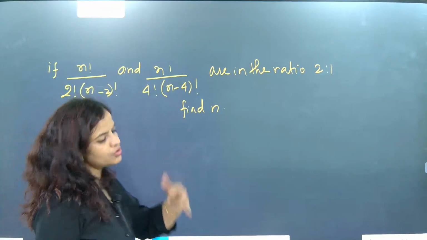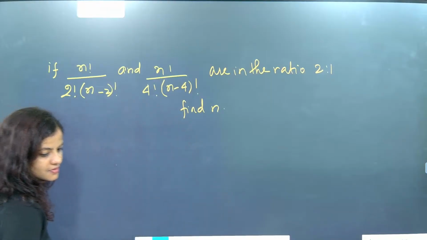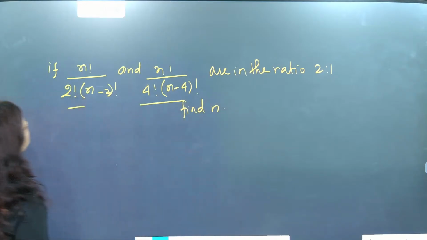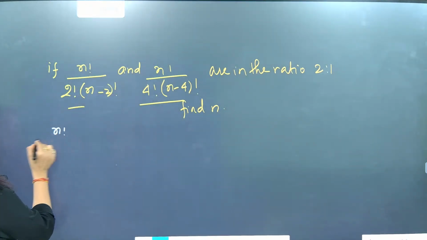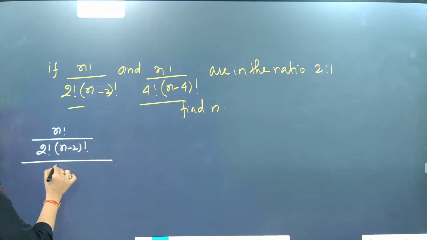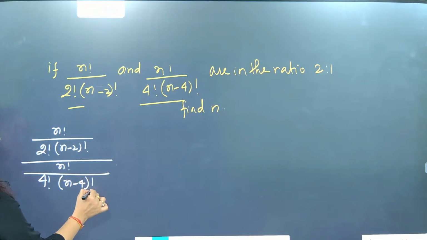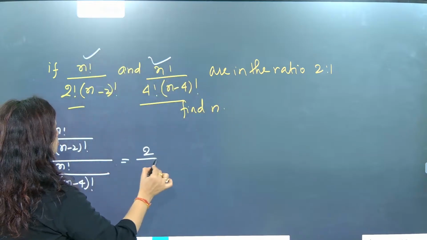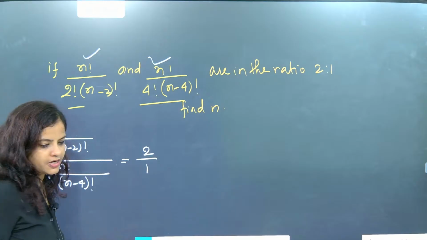This and this are in the ratio 2 is to 1. So now beta, what we are going to do here is solve this part. n factorial by 2 factorial n minus 2 factorial, ratio, n factorial by 4 factorial n minus 4 factorial. That's what they told: this and this are in the ratio of 2 is to 1. So 2 by 1. So this part will come in numerator and this part will come in denominator. Okay.